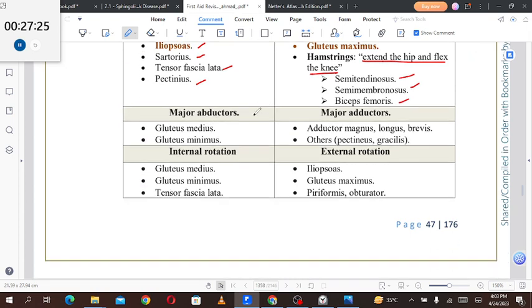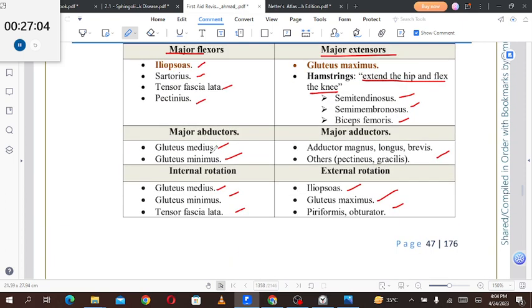Then we have major abductors. Major abductors are gluteus medius and minimus, and major adductors are adductor magnus, longus, and brevis, and also pectineus and gracilis. Internal rotation is caused by the gluteus medius, minimus, and tensor fascia lata, and external rotation is caused by the iliopsoas, gluteus maximus, and piriformis and obturator nerve. So make some mnemonic for that or something.